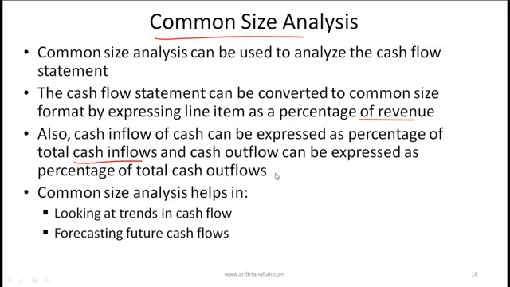So for example, your total cash inflow might be 170 million, and then this ratio will tell you how much of that cash, in percentage terms, is coming from customers and how much is coming from other sources. Ideally, you want a situation where most of your inflow is coming from customers. And cash outflow expressed as a percentage of total cash outflows gives you the relative importance of the different types of cash flows.